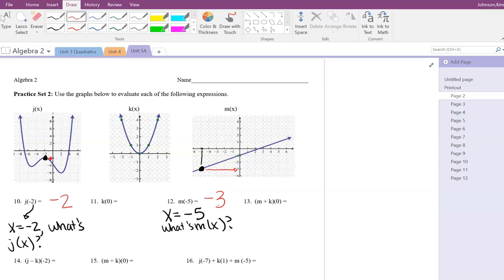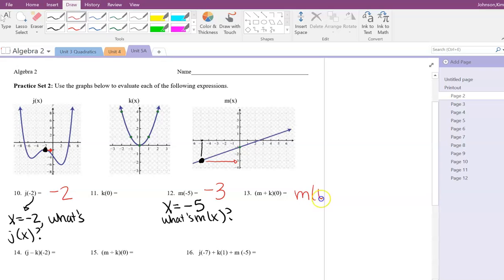And then number 13 makes it a little more complicated, but again, you just break it up into pieces, right? So this isn't that much more challenging. I'm just thinking about this as m of 0 plus k of 0. So we're going to find m of 0 first. On the m graph, where x is 0, so x is 0 right on the y-axis, I want to find where that meets the line. It meets at (0, -1). So my y value, when x is 0, is -1. So m of 0 is -1.